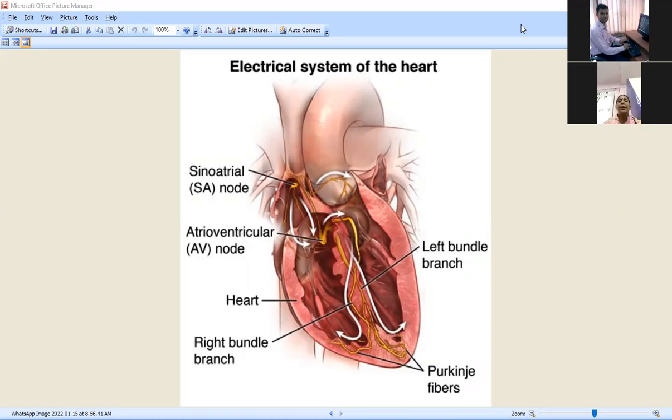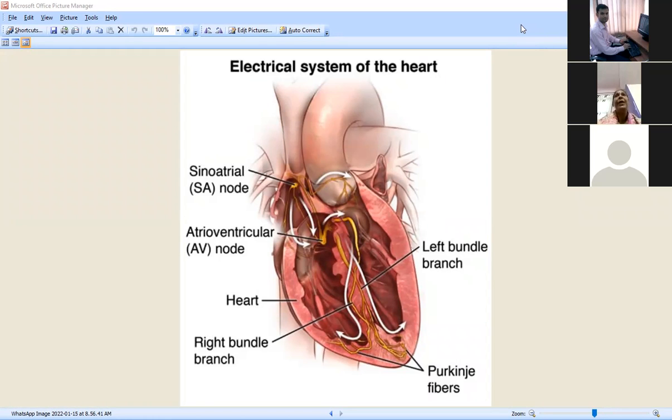So in our heart, we have a few specialized cells. Two things are there. First, the specialized cells which can carry electrical signals, and second, cardiac muscles. These muscles are also specially designed so that they work continuously without getting fatigued.